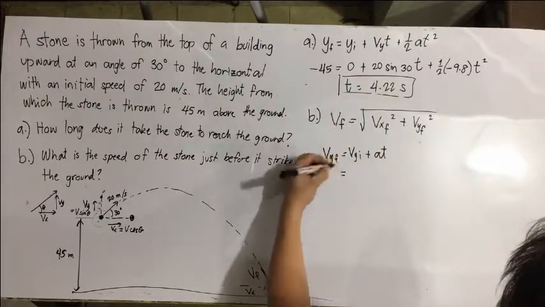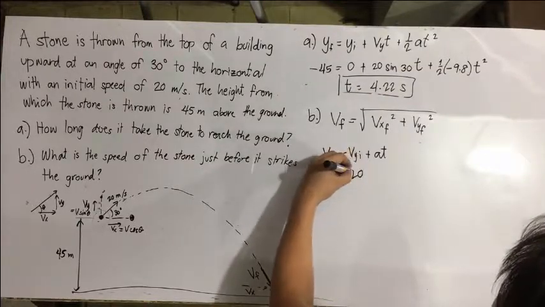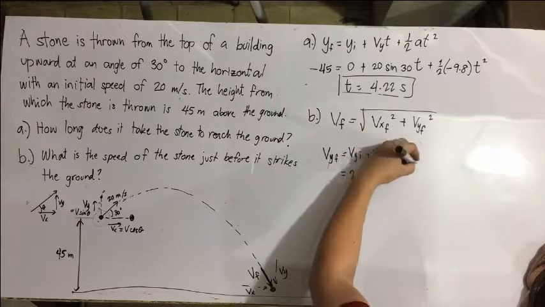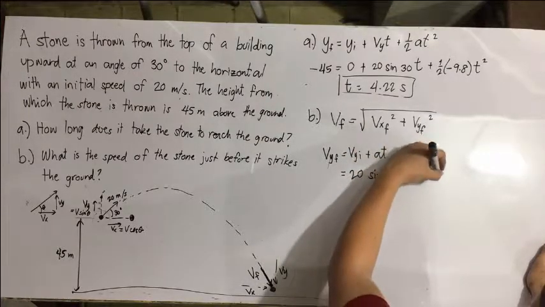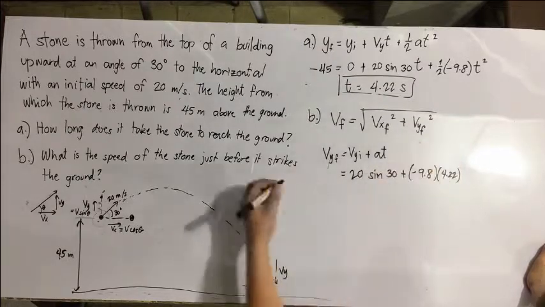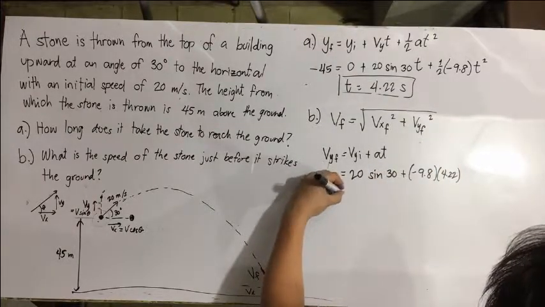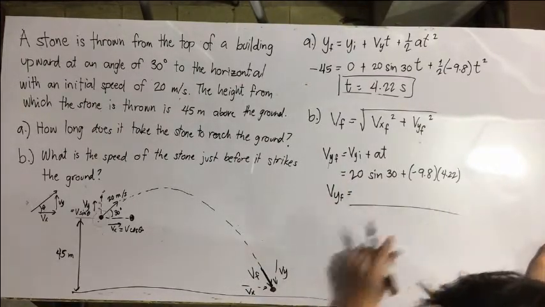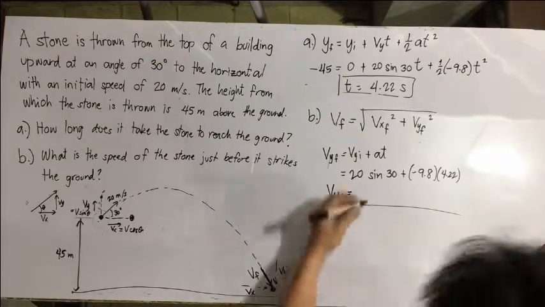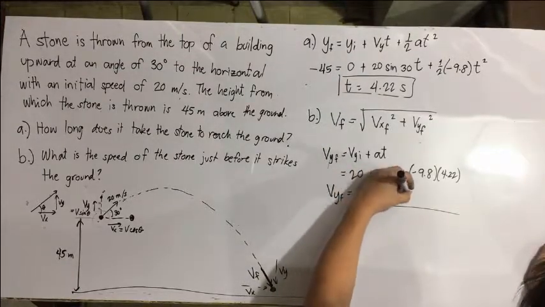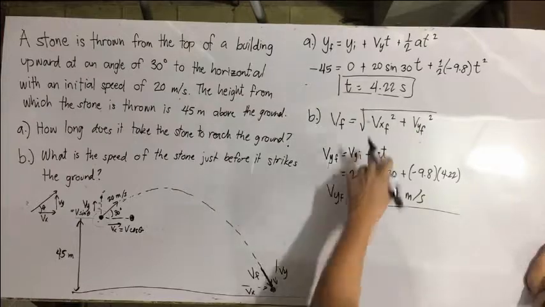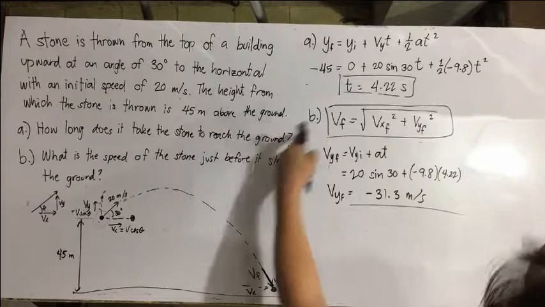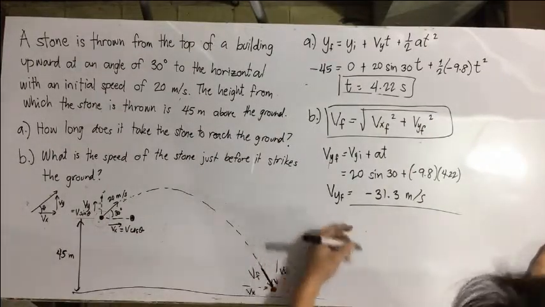Okay, so then we will have 20 sine of 30 plus negative 9.8 times 4.22, and therefore we will have Vyf as a negative 31.3 meters per second. Plugging this in to this equation. Now remember that this equation is just from the Pythagorean theorem.